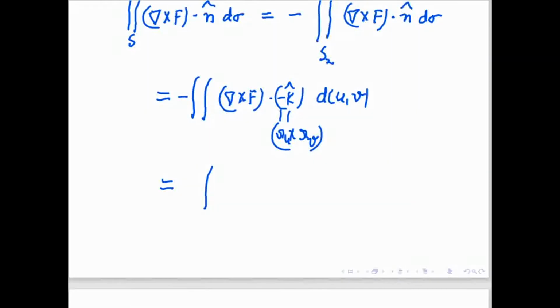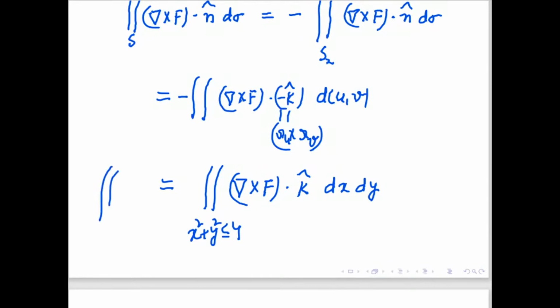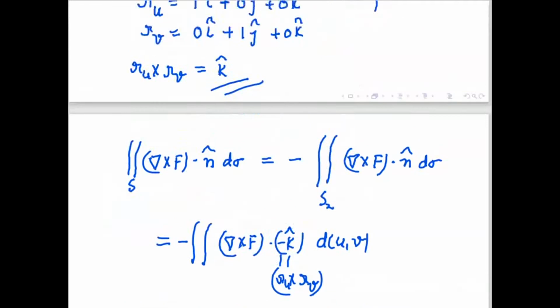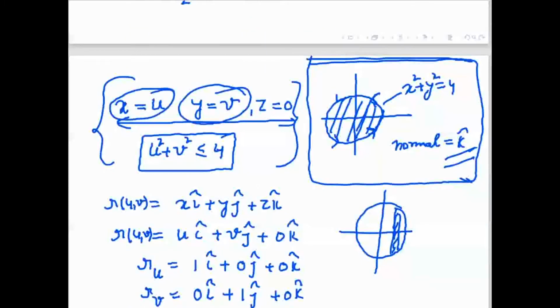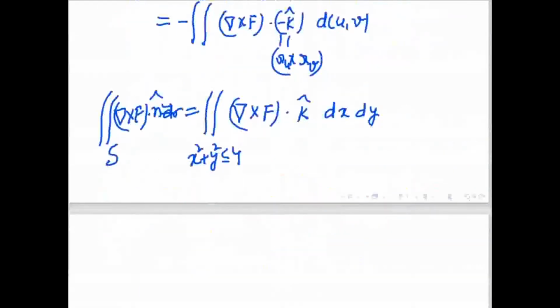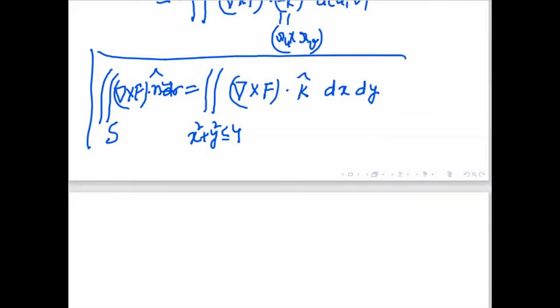So without simplification, I am just writing, and later I will simplify everything. So this minus minus plus, this is del cross f dot k cap, and here I am writing dx and dy, and here I will apply the limit x square plus y square is less than 4. So this integral is same as this integral. This d sigma is same as this. Why I wrote this here: we can write du dv because u equal to x and v equal to y. So x square plus y square is less than 4. So it is same as this. So this result is a very useful result.